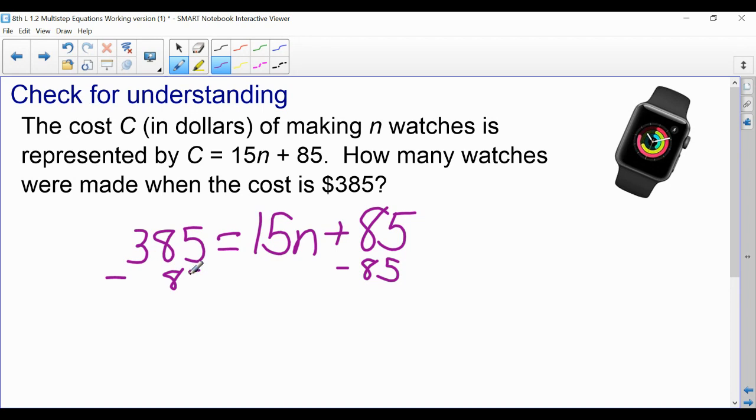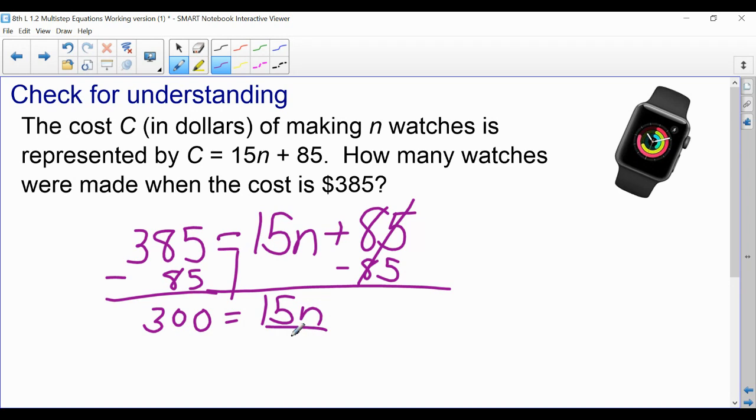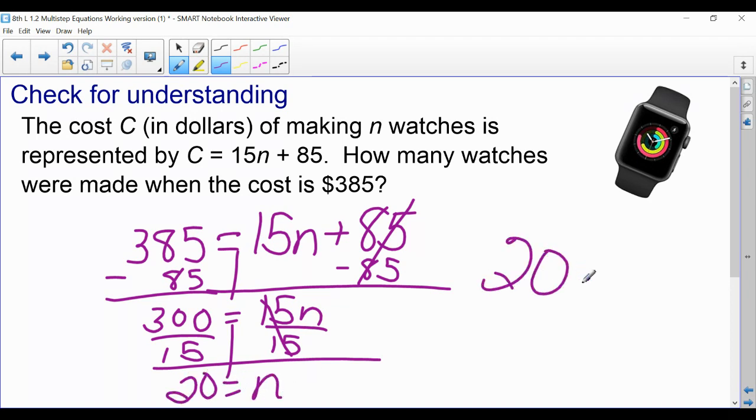We're going to subtract that from our equation so that we can move it from one side to the other. And then we divide by our coefficient of 15. 300 divided by 15 is 20 equals N. So we made 20 watches. And it cost us total $385.